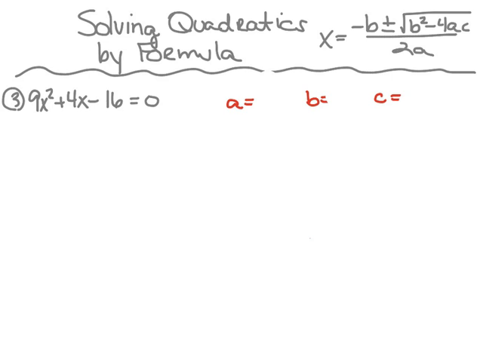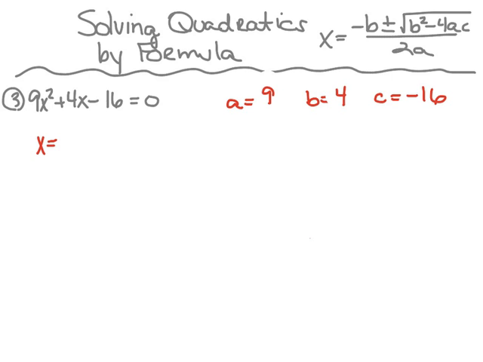Alright, example number 3, we have the quadratic 9x squared plus 4x minus 16 is equal to 0. Just as I did in the first two examples, I'm going to identify my a, my b, and my c. A is 9, b is 4, and c is negative 16. So these are the numbers I'm plugging into the formula.